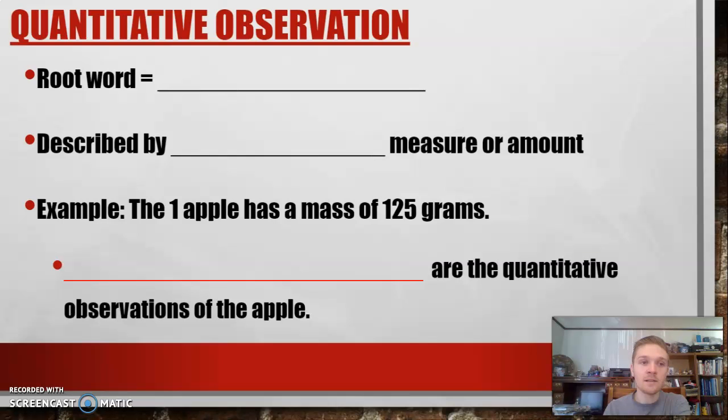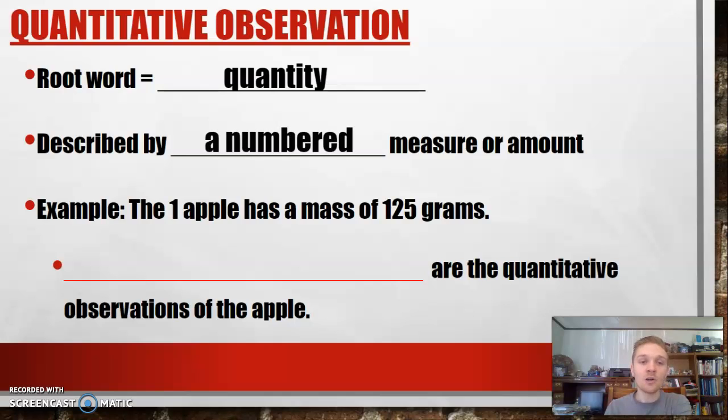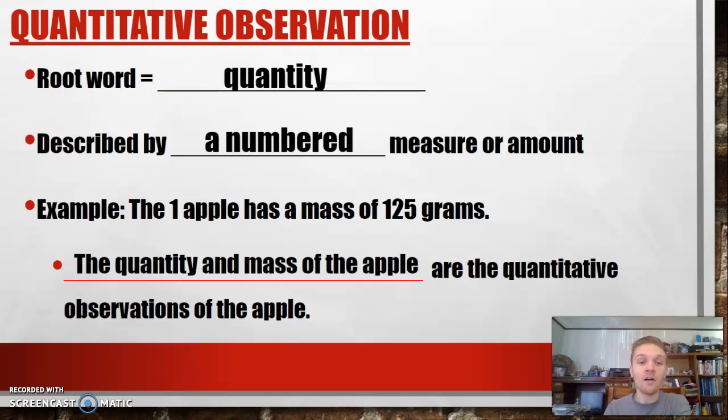Now to contrast, the other type is a quantitative observation. The root word in there being quantity. Right? So quantitative observations are described by a numbered measure or an amount. For example here, the one apple has a mass of 125 grams. The quantity of the apples, the number of apples, and the mass of the apple are the quantitative observations about the apple.